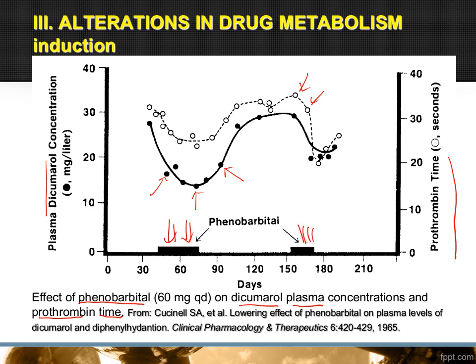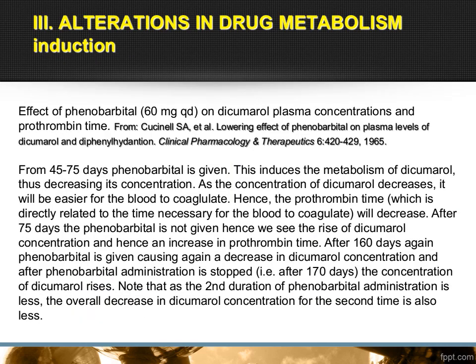phenobarbital is given. If you look at the plasma concentration of dicumarol, initially it is high enough, so they have a longer prothrombin time, but once it is ingested with phenobarbital, the blood level decreases greatly. When the phenobarbital is eliminated, the blood concentration increases again back to normal, and when another dose of phenobarbital is given at 150 days, it decreases again, and after elimination it increases again. This is showing the effect of phenobarbital on dicumarol. So this is the detail of phenobarbital and dicumarol on prothrombin time. Okay, please read.